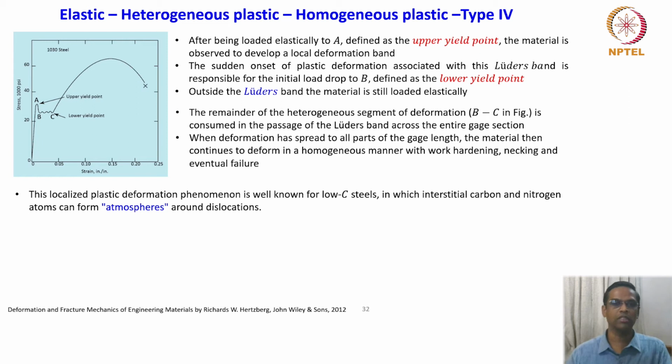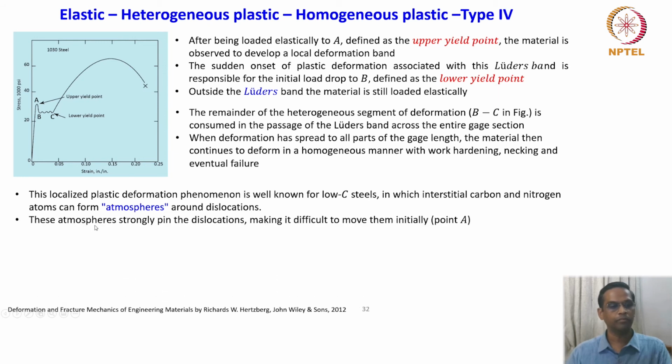So recall those lectures. When the interstitial atom interacts with the edge dislocation, it forms an atmosphere, which also reduces the energy of the dislocation. This also we have seen, right? How the elemental segregation around the dislocation reduces energy. Okay, so that scenario is described here as atmospheres around dislocation. These atmospheres strongly pin the dislocation, making it difficult to move them initially.